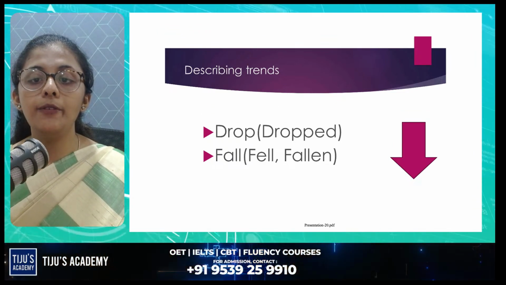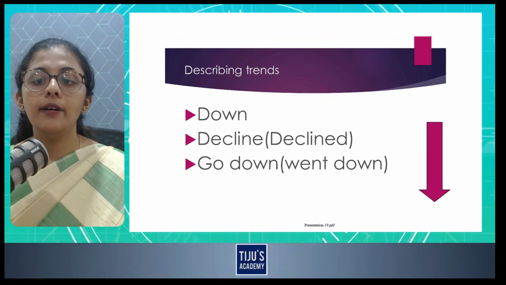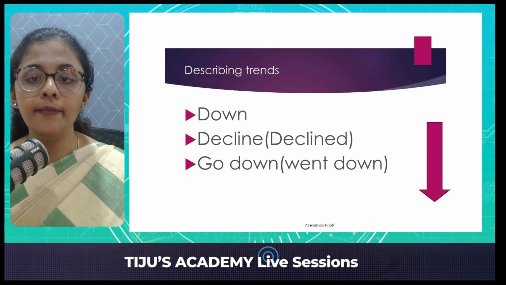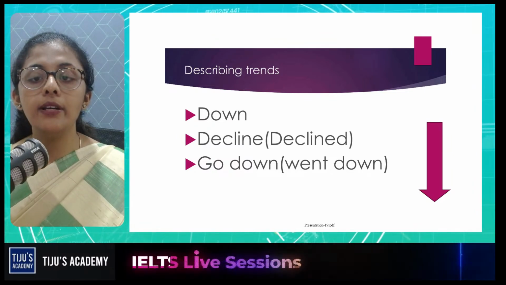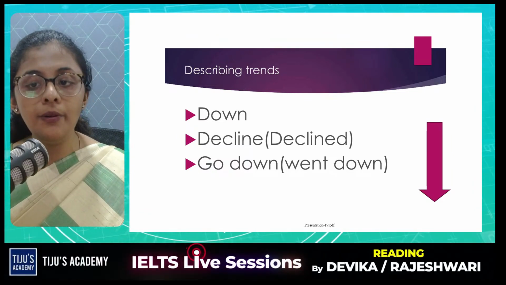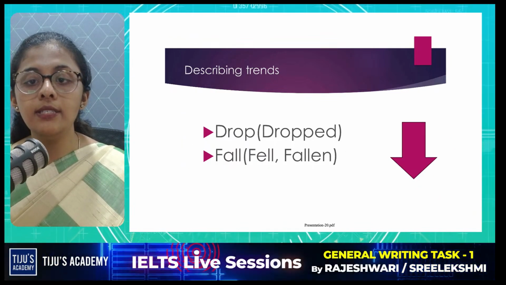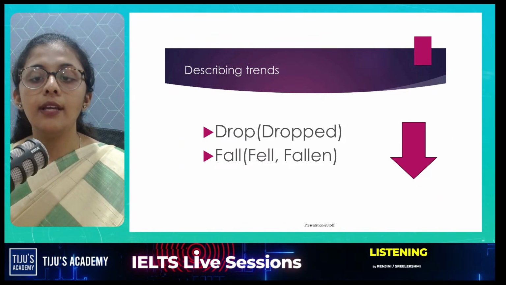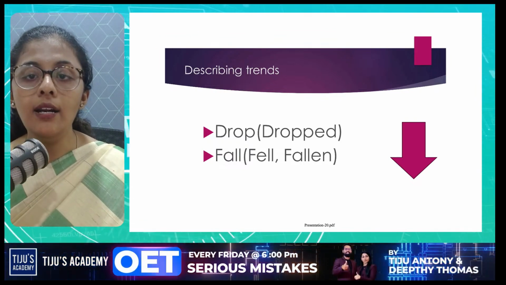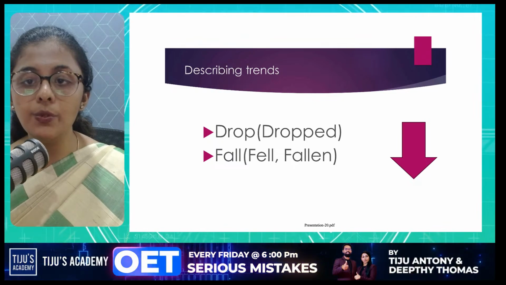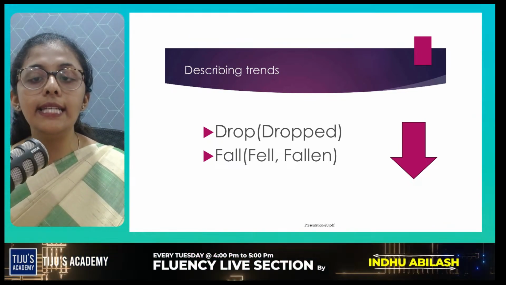So what were the decreasing trend words that we learned today? First one is down, second is decline, third is go down or went down. Next word is drop or dropped. Then we also learned about fall. These are some of the words that you can use for describing a decreasing trend.